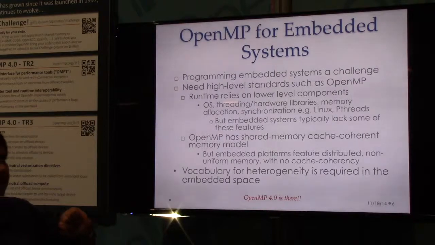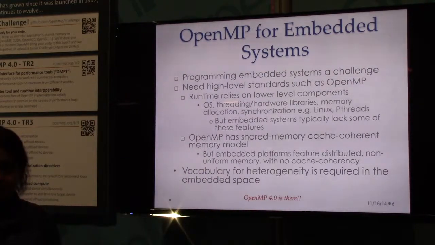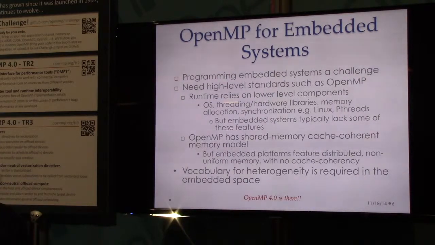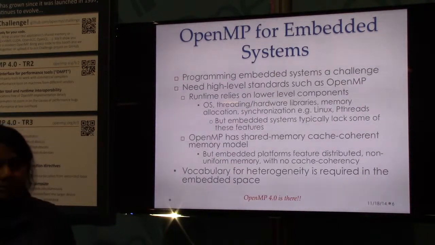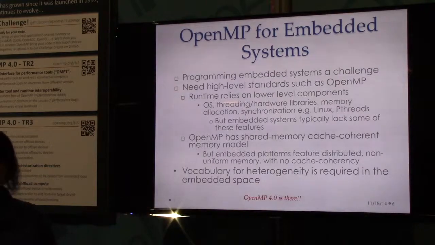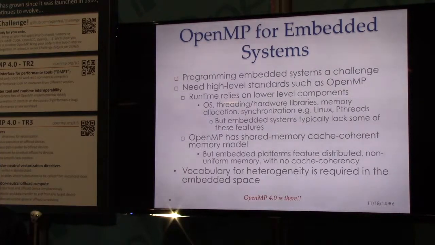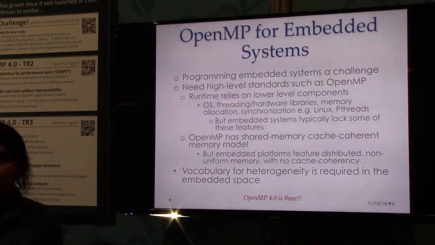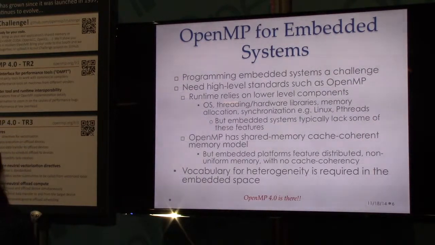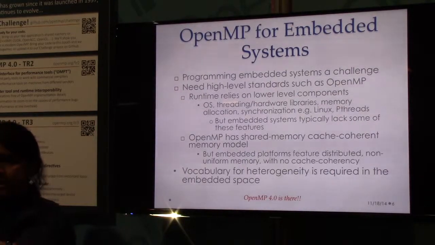And then OpenMP assumes shared memory, but on embedded platforms, I'm talking about a power processor with a lot of small specialized accelerators that have their own distributed memory. So how do you use OpenMP to target those kinds of distributed systems? And vocabulary for heterogeneity is a must in embedded platforms because you have an ARM DSP, you have a power processor and a specialized accelerator in it, or you have an ARM and an NVIDIA GPU card. So you have this heterogeneity aspect in it.